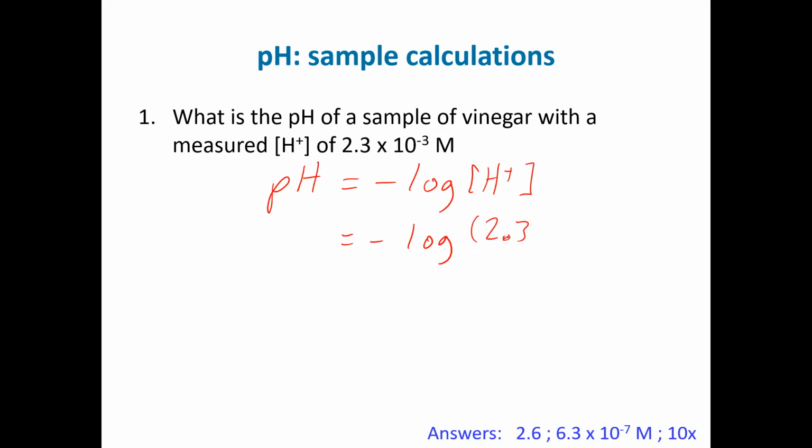Negative log 2.3 times 10 to the minus 3. And that's kind of it. So in my calculator, I punch in the number. I punch in 2.3 times 10 to the minus 3. Then I hit the log button, and I actually get negative 2.6. But of course, there's a negative out front, so my final answer is 2.6. Okay, so that's kind of how that was done.